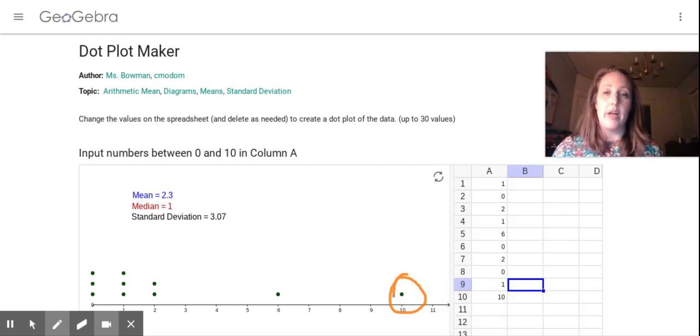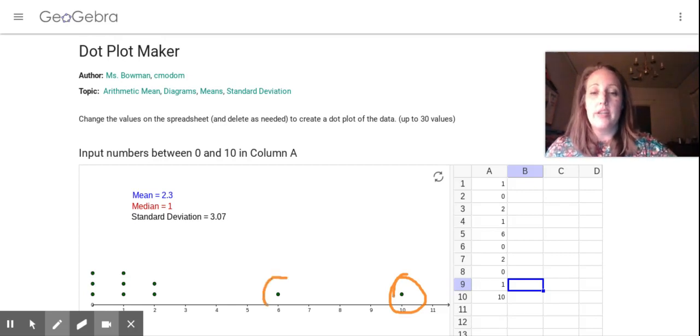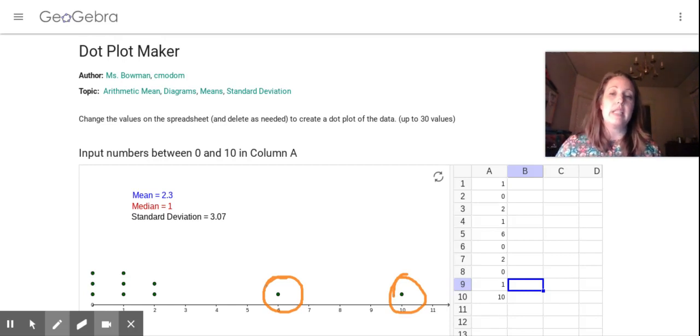So this is an outlier. This right here, this 6 siblings, that's a little uncommon, right? To have that many siblings. Some of us do. And that's still kind of an outlier, right? Not quite as far away as the 10, but it's still out there.